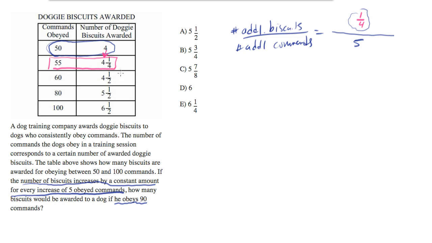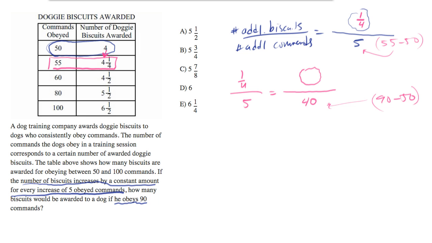And we can use this proportion to figure out how many biscuits a dog would get who obeyed 90 total commands. So let's keep that same proportion, 1/4 over 5. And let's set it equal to the same equation, additional biscuits over additional commands. We don't know the additional biscuits, but the additional commands is 90, but we have to subtract the 50 that we already did. So that's 40. So it's 90 minus 50. Right here we did 55 minus 50. And what we're trying to figure out is this number right here.